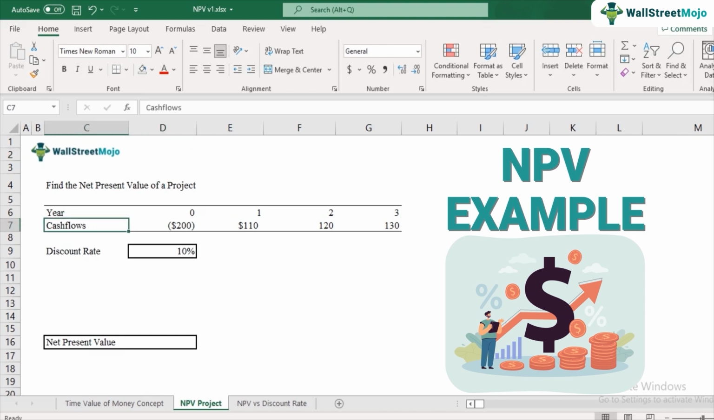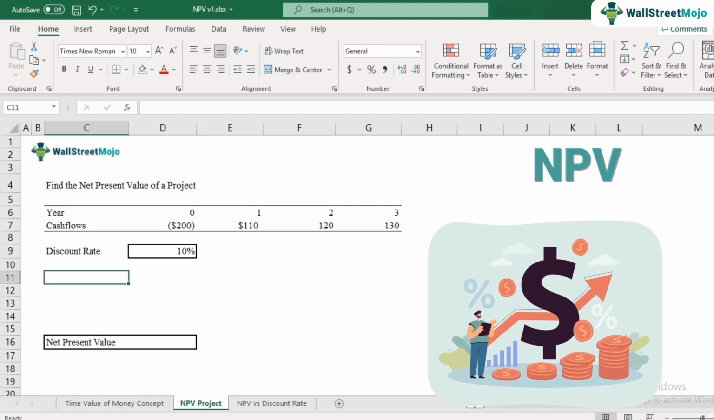This project is basically divided into 2 parts. One is you make your initial investment right now. That's how it is represented, year 0, that is $200 of initial investment. And once you make those investments, you're expected to get returns, right? So here we have this hypothetical returns at the end of year 1, $110, $120 at the end of year 2, and $130 at the end of year 3. And the discount rate or the expected rate of return is 10%, okay?